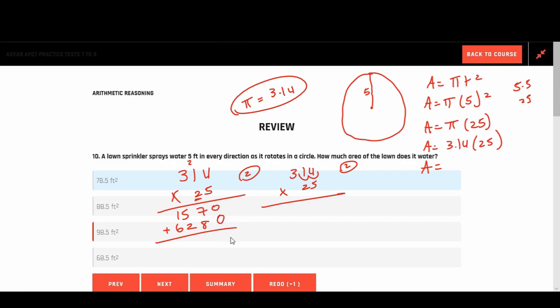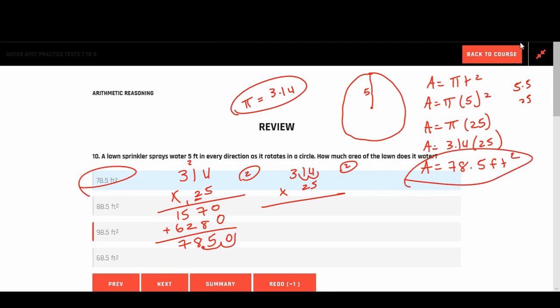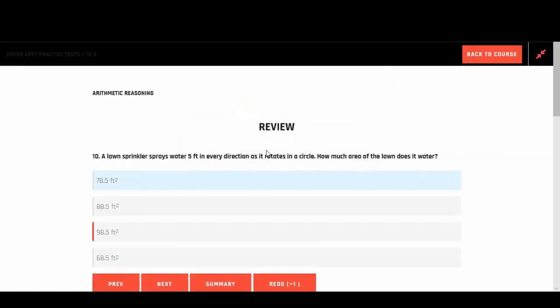Let's add. 0 plus 0 is 0. 7 plus 8 is going to be 15. Carry the 1. 5 plus 2 is 7. Plus 1 is 8. And 6 plus 1 is 7. Okay? 2 decimal places to shift in. 1, 2. So we can see our area is going to be 78.5 feet squared, which is right there. Okay, so that's that one. Nothing too challenging in that one.